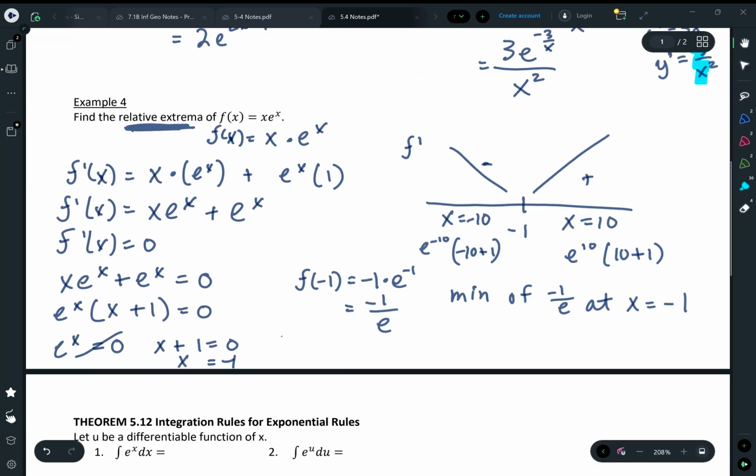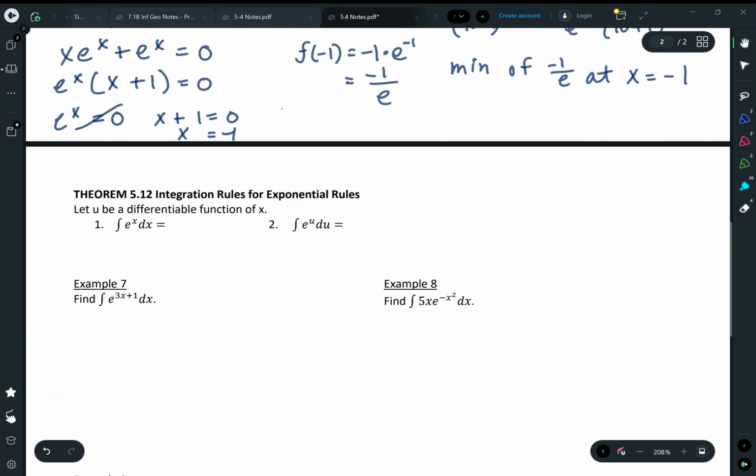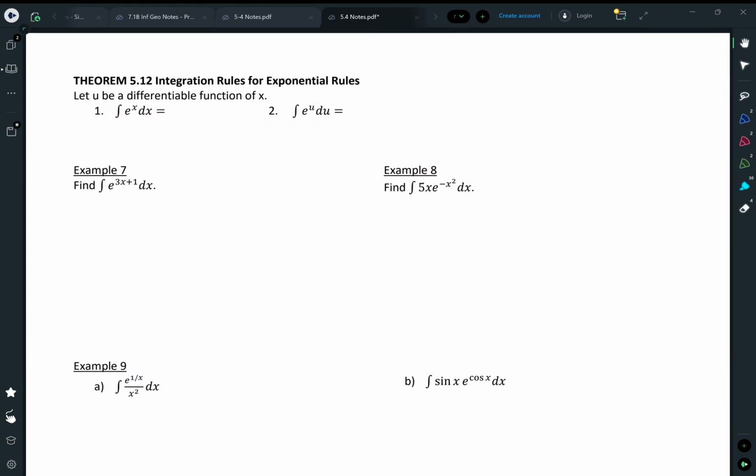I like that we're going through these kinds of problems again every time we get a new derivative or integral.